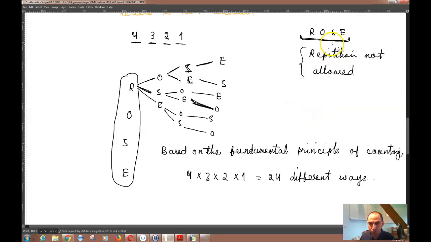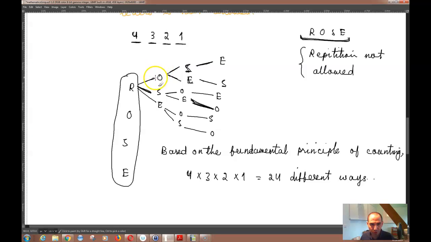That means that you can basically arrange these letters R, O, S, and E in 24 different ways. You can arrange these letters in 24 different ways in such a way that you don't repeat anything, right? In such a way that you don't repeat anything.